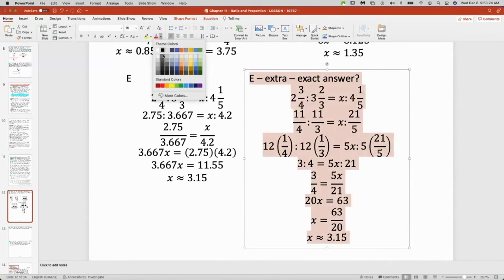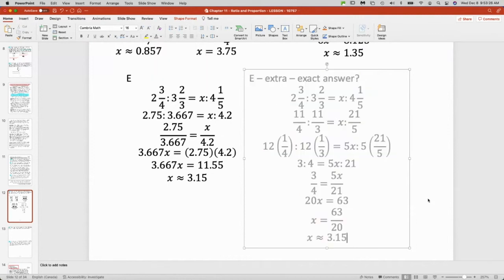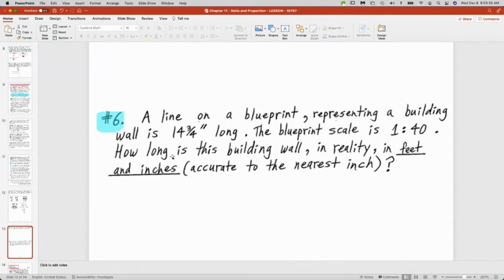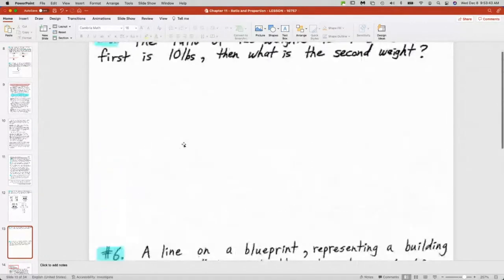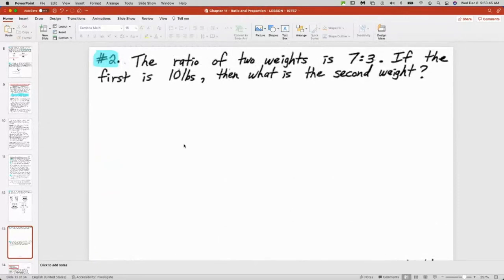So again, my emphasis here, I'll put this in gray. I'm doing it, but I wouldn't endorse doing it. Okay. You can go back and look at that one. I'll post that on Blackboard, but I want to focus more on the key questions here, numbers 2 and 6, involving some more blueprints and ratios of masses.